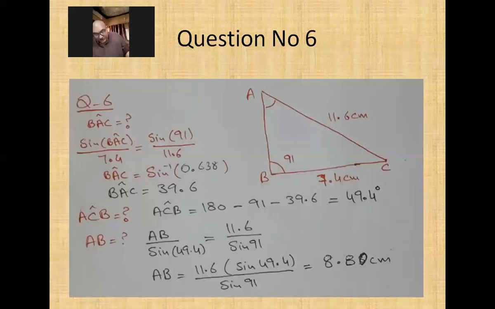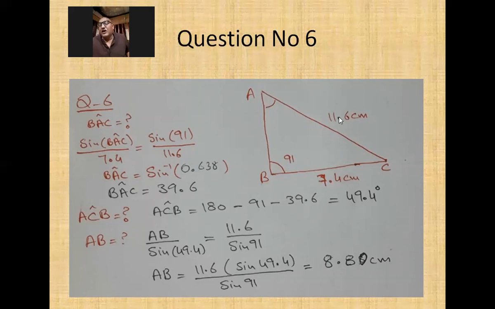So the next question coming up on your screen is question number 6. It says, in the triangle ABC, the angle ABC is 91, BC is 7.4 centimeter, and AC is 11.6 centimeter. Find the angle BAC. They want us to find out the angle BAC, this angle.